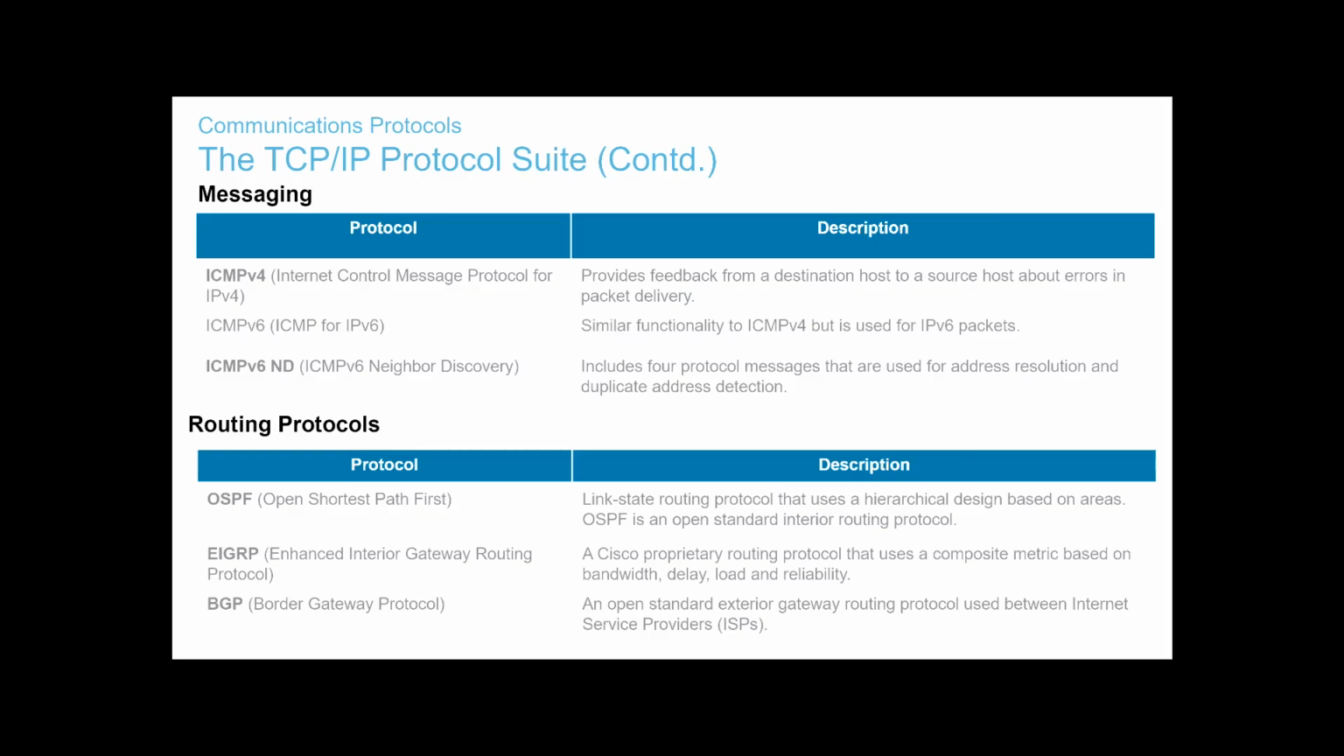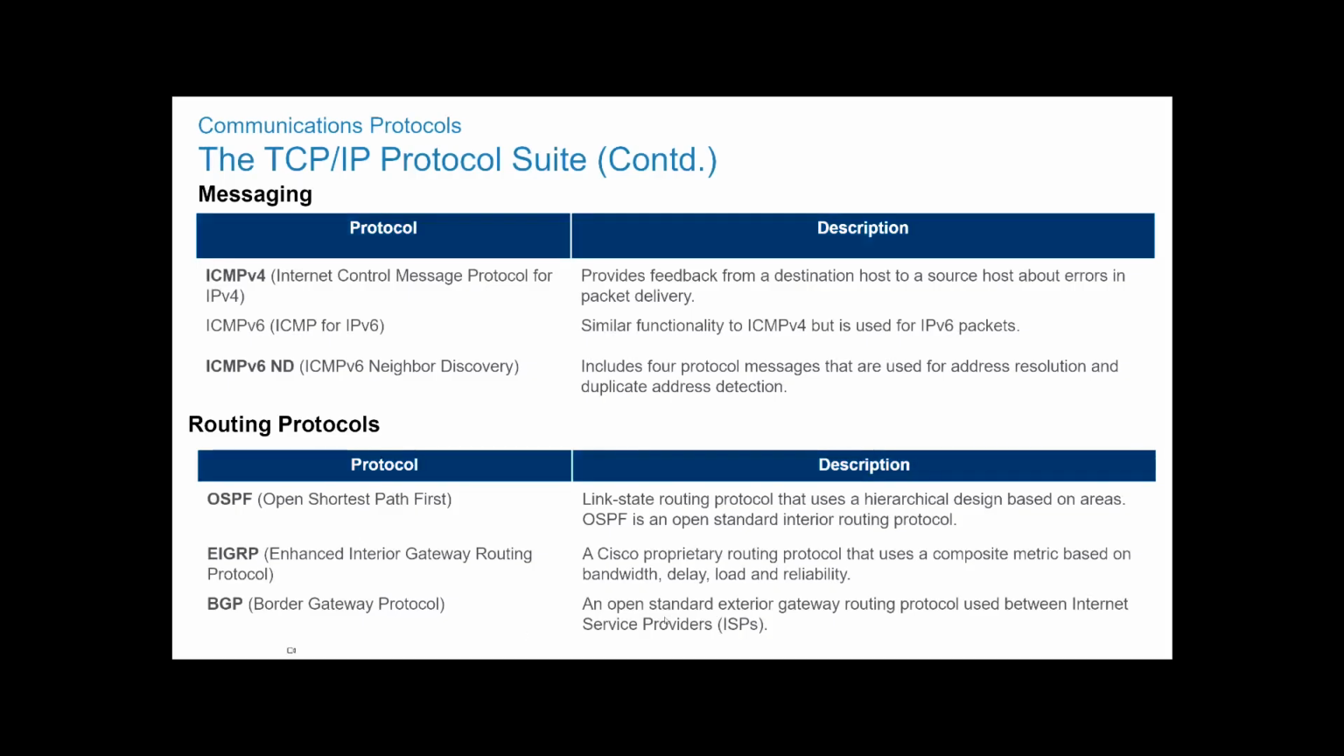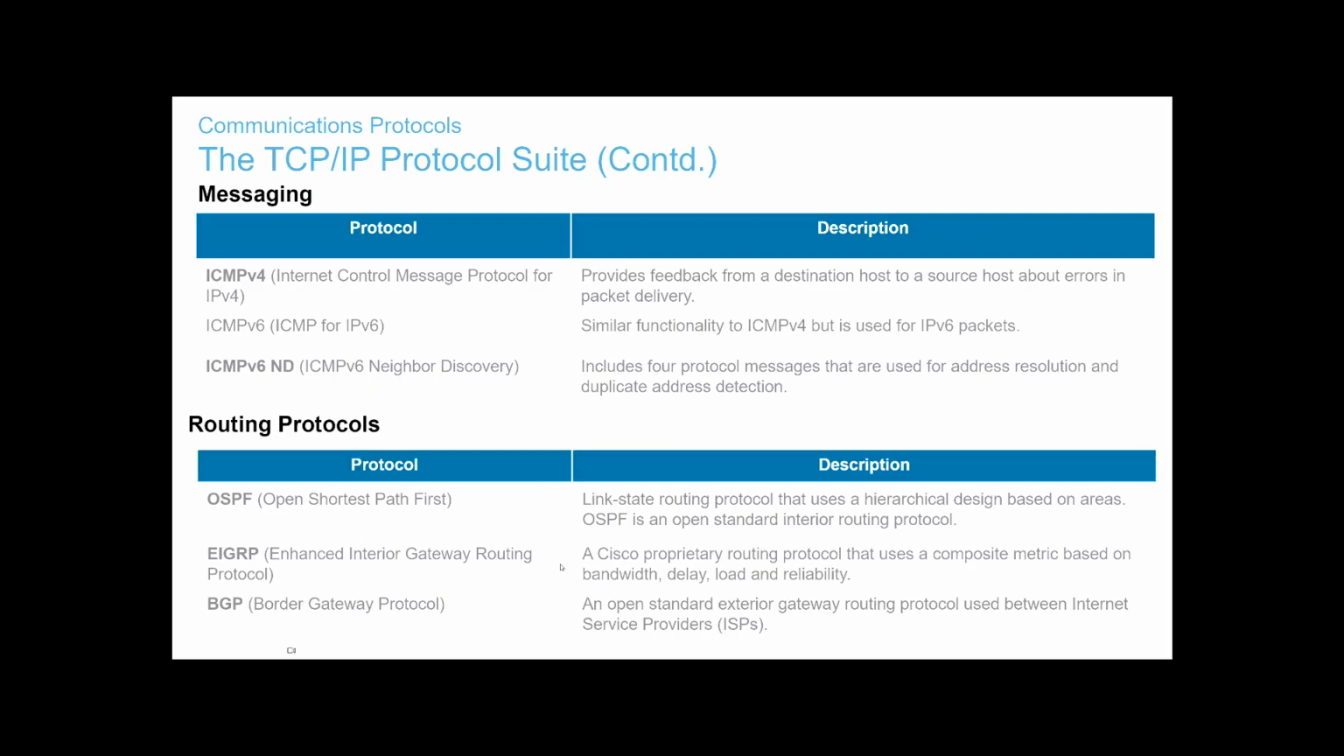OSPF is one routing protocol. We do that in the third course for CCNA. EIGRP used to be proprietary to Cisco. Cisco opened it up, but it doesn't really have all the enhancements that the Cisco EIGRP has. BGP is on another open standard, as is OSPF. It's used mostly between internet service providers.